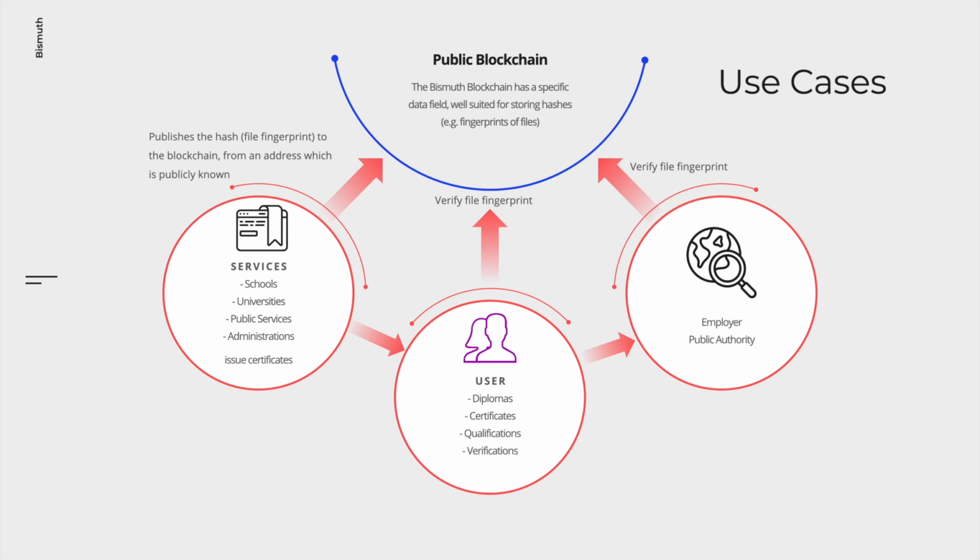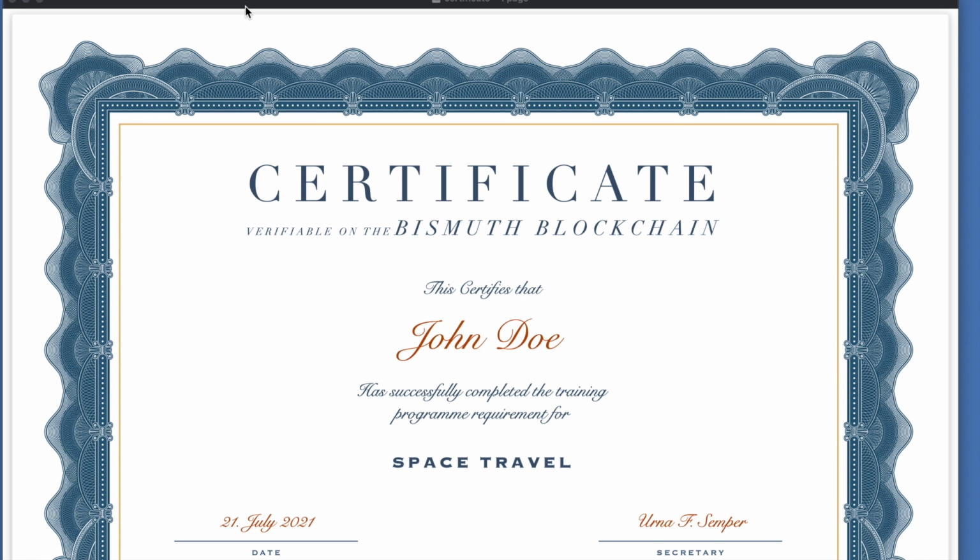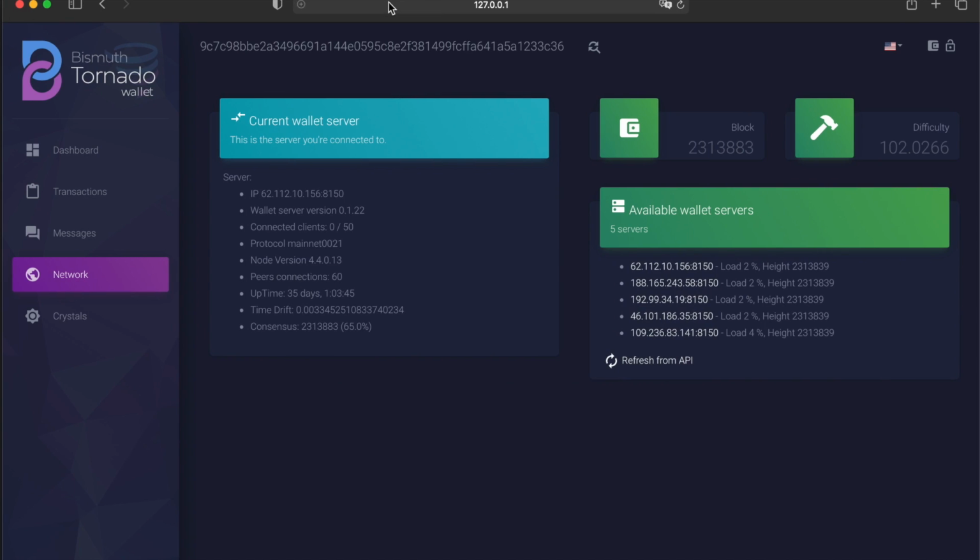Now let's switch from the theoretical demonstration to the practical part and start fingerprinting a demo file. Let's assume that I represent an entity that offers training programs for space travel, and this particular Mr. John Doe successfully completed the training program requirements. The participant will receive this PDF file along with the hash, which will also be stored on the Bismuth blockchain. Alright, the task is now to store this PDF file on the blockchain using the Tornado Bismuth wallet.